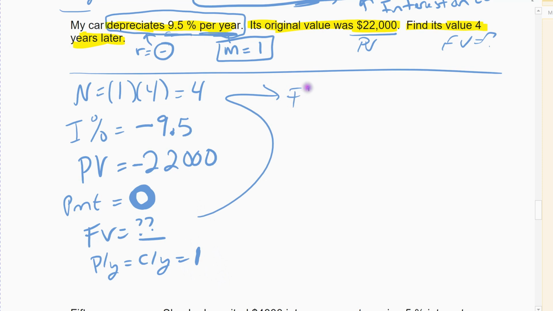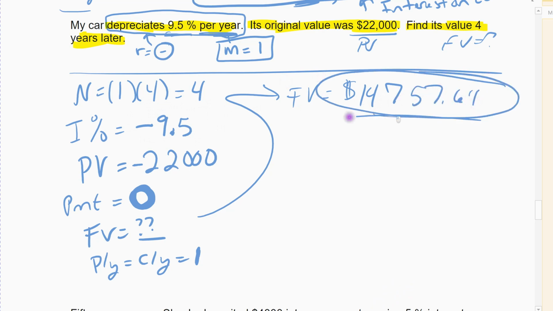So what's the value of my car after 4 years? Well, I plug it in. It should be less than 22,000. If you forget to put the negative here, you'll know that this should be less than 22,000, and that will remind you to put a negative on your percent. So when my car depreciates, I get $14,757.64. If I wanted to sell it in 4 years, as long as it's not been dinged up, I can sell it for around $14,757.64. That's what the value of the car would be.